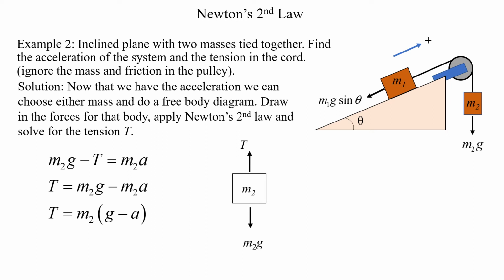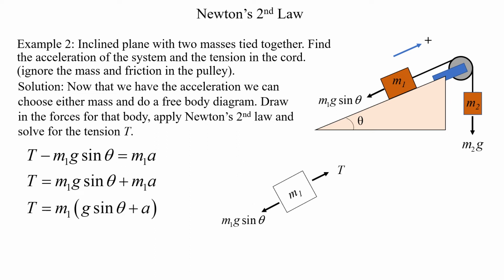So we're finished with this one, but let's go ahead and do a free body diagram for M1 just so that you can see how that one would work out and give us the same tension. Here I have the free body diagram for M1. We have the tension force pulling up the hill, and we've got the component of the weight down the hill, M1g sine theta. So we apply Newton's second law to M1. The sum of the forces equals ma.